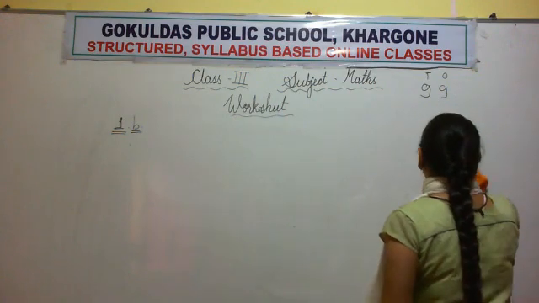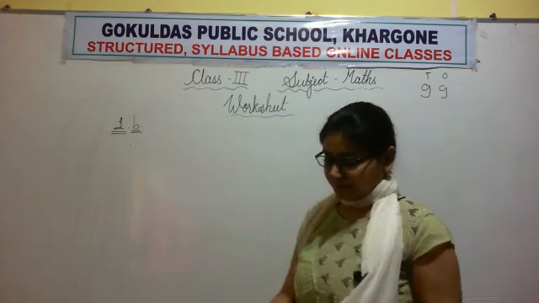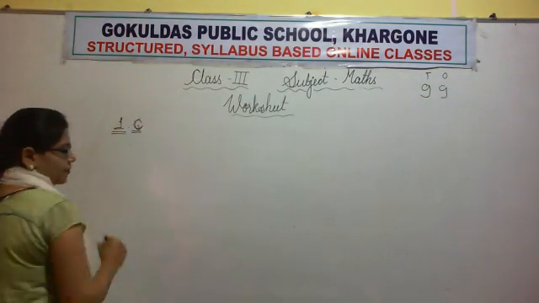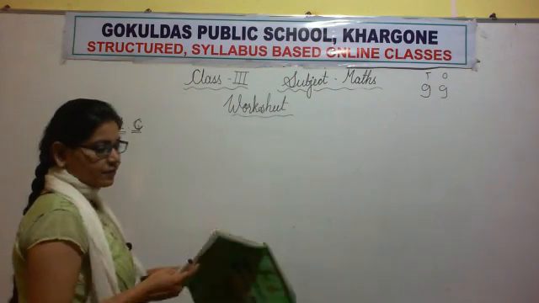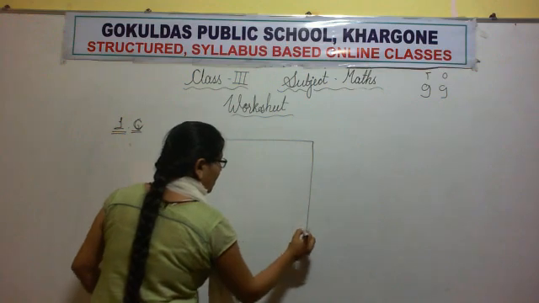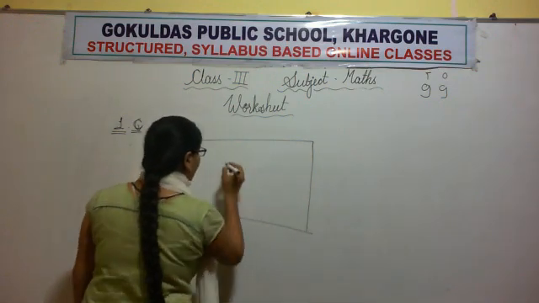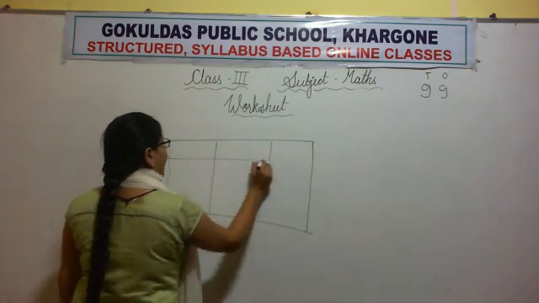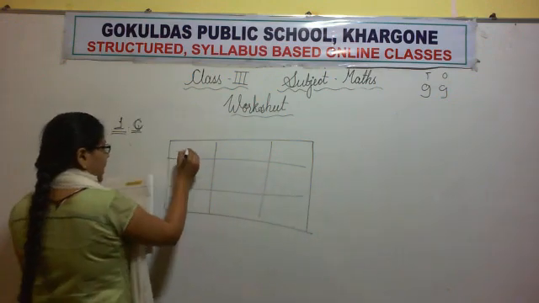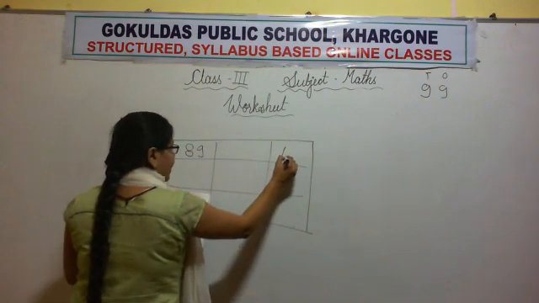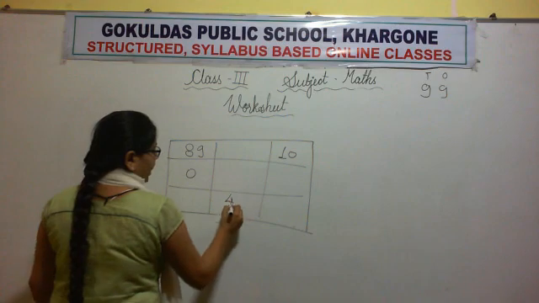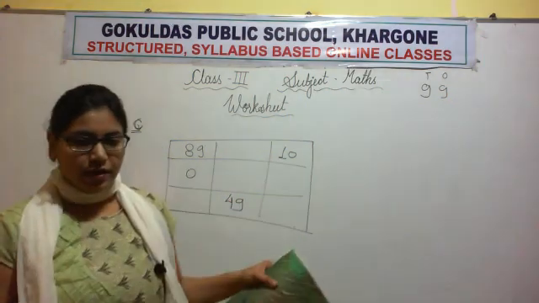Okay, now the next part, part C. Again, 3 rows and 3 columns. Some numbers are given: 89 and 10, then 0 and 49. These numbers are given.